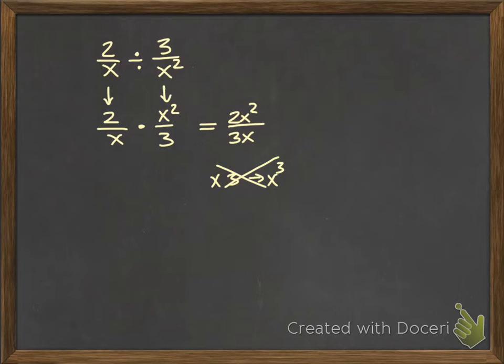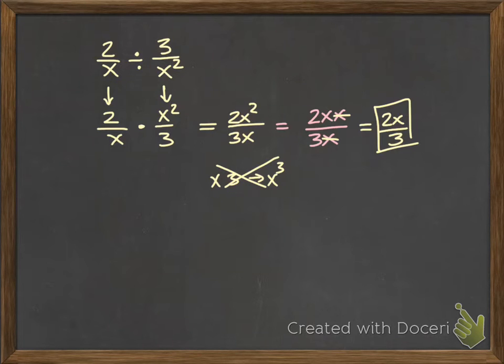Okay, so if we look at this then, it has an x squared in the top and an x in the bottom. So the x in the bottom is going to cancel out one of the x's in the top. So this is really 2 times x, because x squared is x times x. We have 3x in the bottom. One of the x's down here cancels with one of the x's up there, and we end up with 2x over 3. Ta-da! That's as simple as it goes.